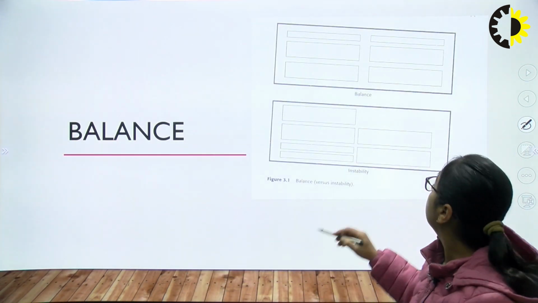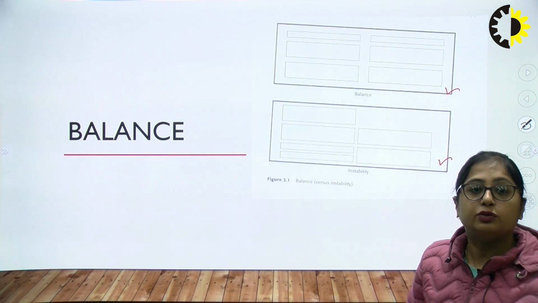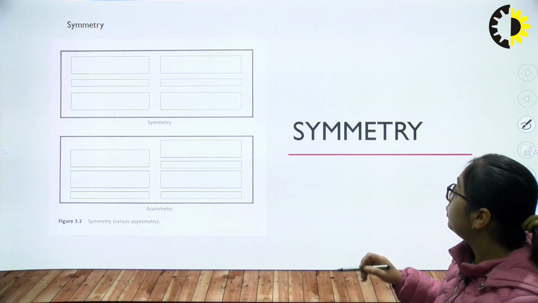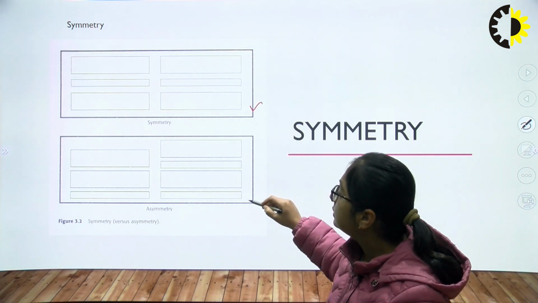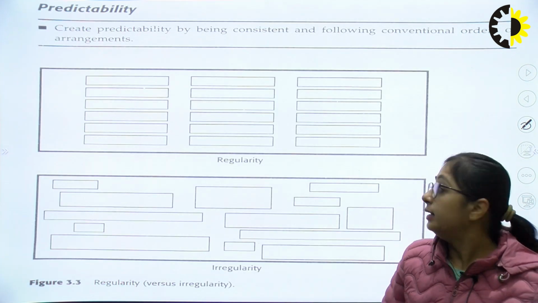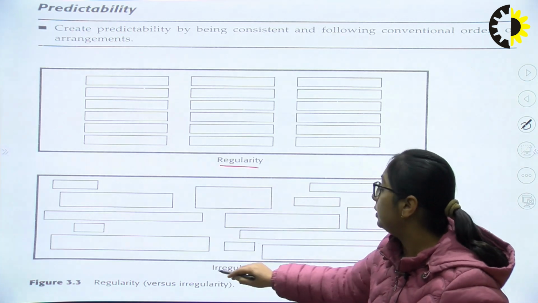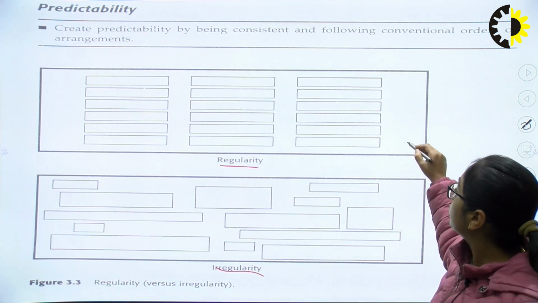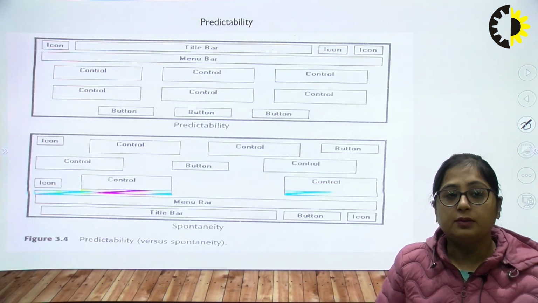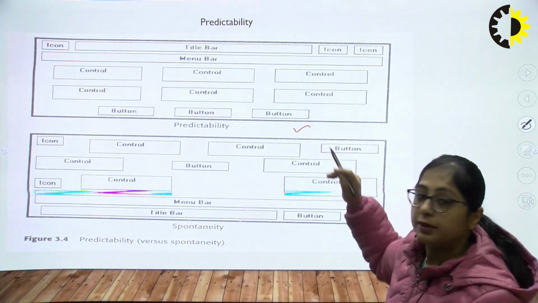This is the balance, okay. Here you can see this is the balance and this is the instability. For visually pleasing, we will go for the balance. Next, symmetry. Here you can see the symmetry. Here this is asymmetry. For visually pleasing, you will go for the symmetry. And predictability, this is the organized data. Regularity, and this is irregularity. For visually pleasing, we will go for the regular. So this is the predictability and spontaneity. So both these you can go for the predictability.